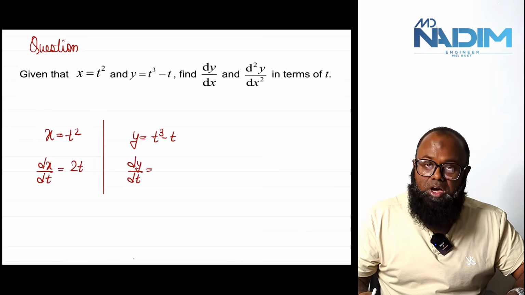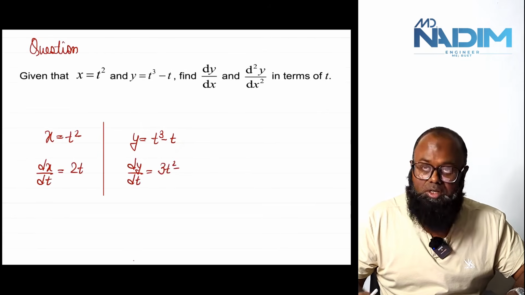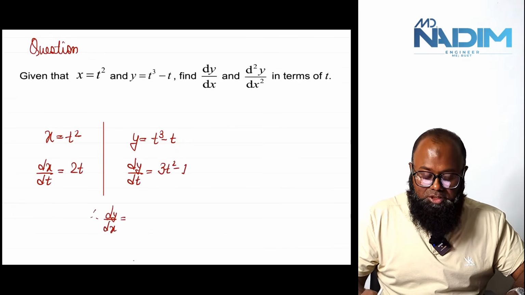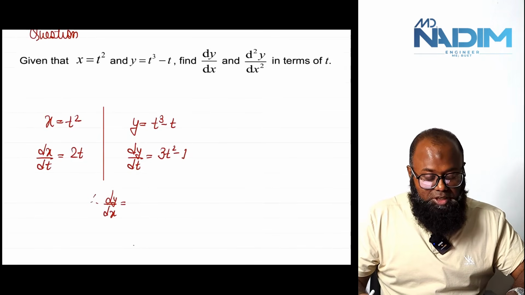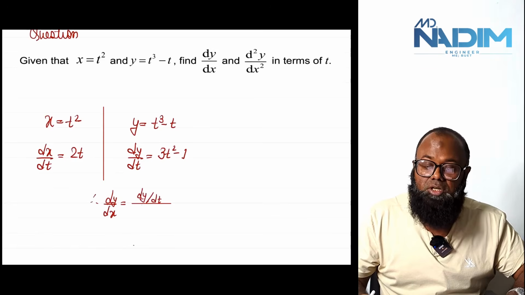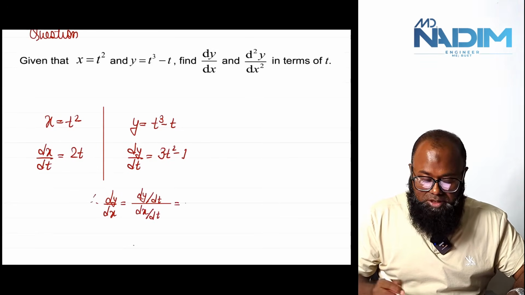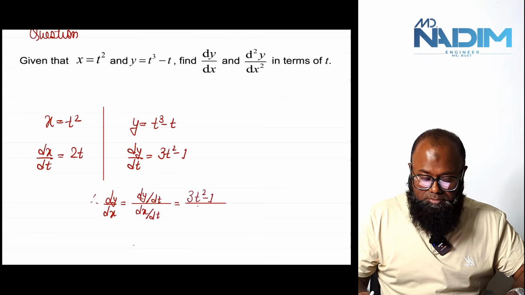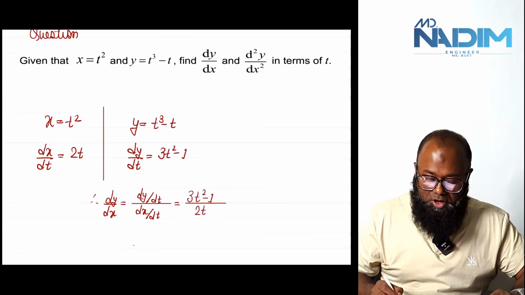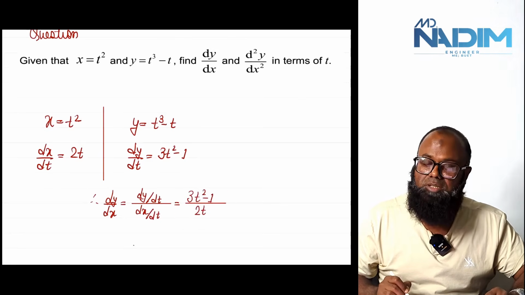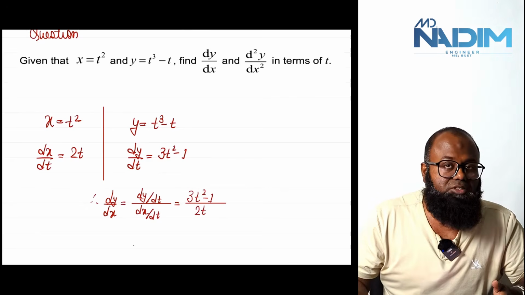And then dy by dt would be 3t squared minus 1. Now, how to get the dy by dx? To find dy by dx, we need to keep the dy by dt in the numerator and dx by dt in the denominator. So dy by dt is 3t squared minus 1 and dx by dt is 2t. So I have got the dy by dx in terms of t by applying simply the concepts that we learned from the syllabus of P3.